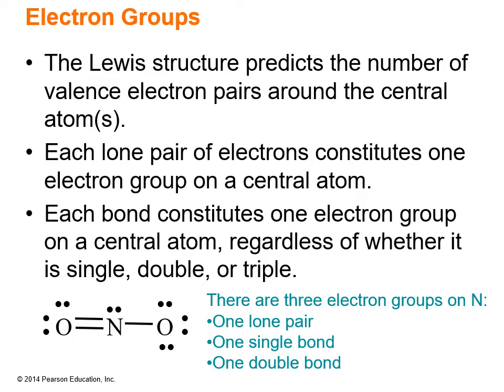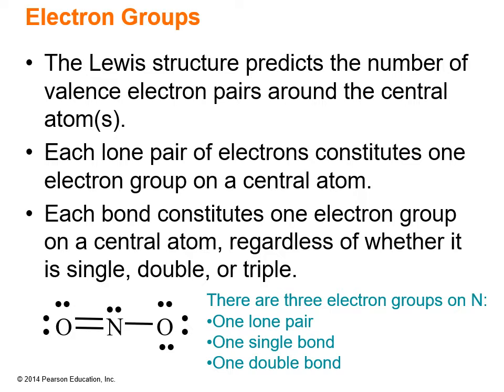When we're trying to identify the shape, we need to consider electron groups. And so electron groups are the pairs of electrons that are found around our central atom. Each lone pair counts as one electron group, and each bond counts as one electron group. And this doesn't matter if it is a single bond, a double bond, or a triple bond. It all counts as one electron group.